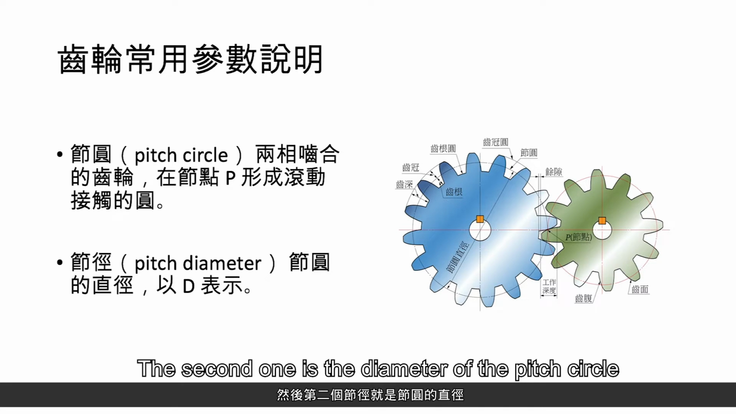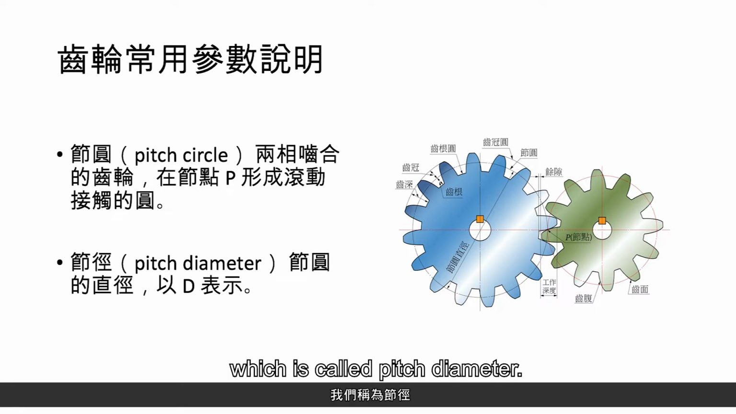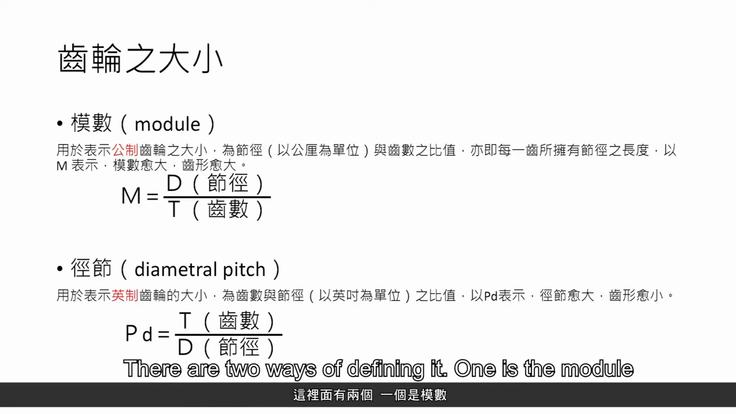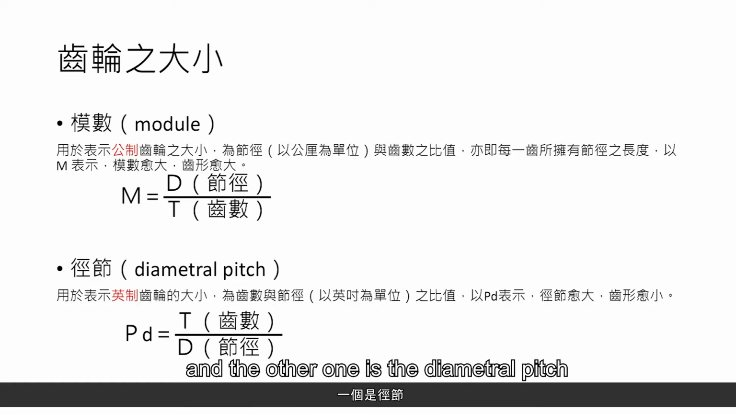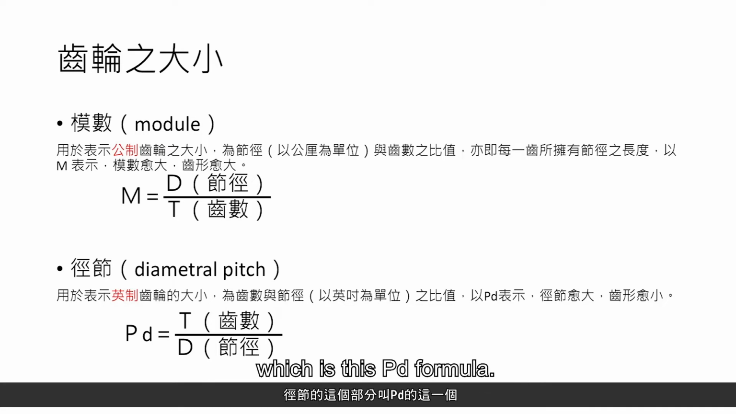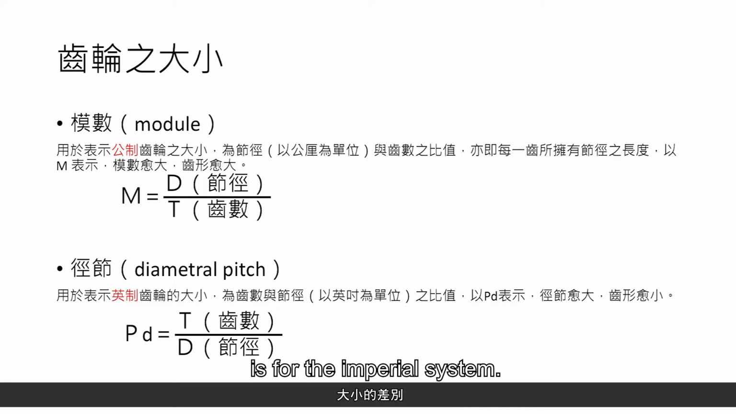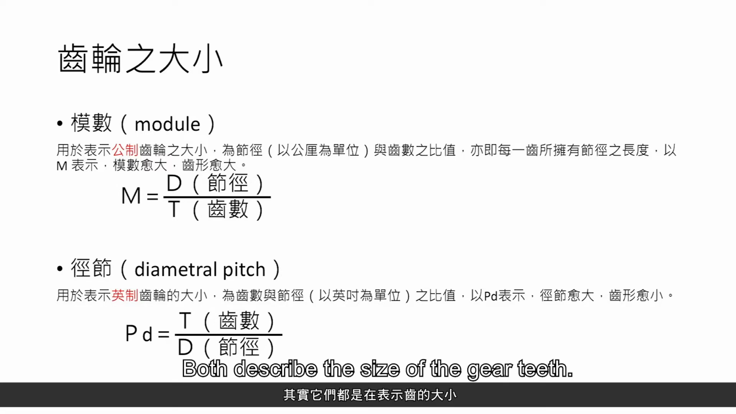The second one is the diameter of the pitch circle, which is called the pitch diameter. The third concept we are going to explain is the module. It refers to the size of its teeth. There are two ways of dividing it. One is the module, and the other one is the diametral pitch, which is the PD formula. These two differ in that one represents the metric system, while the other one is for the imperial system. Both describe the size of the gear teeth.